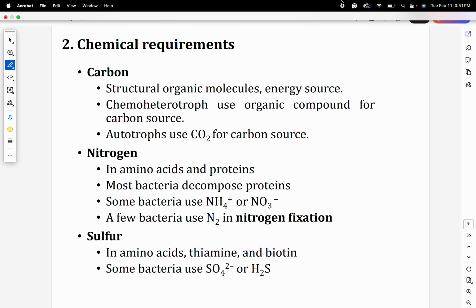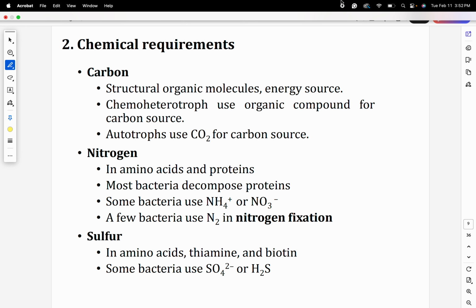So first we have carbon, which is the structural component or backbone of organic molecules. Carbon serves as an energy source, and in terms of acquiring carbon-based molecules, or acquiring carbon, we have chemoheterotrophs and autotrophs.